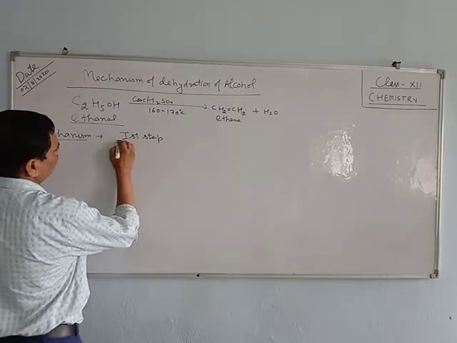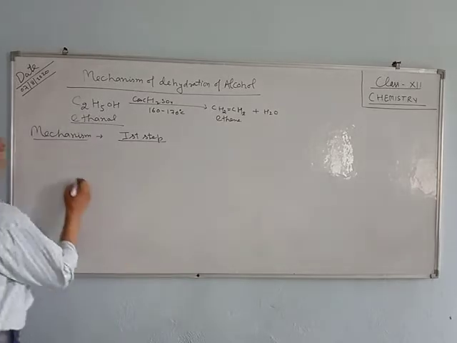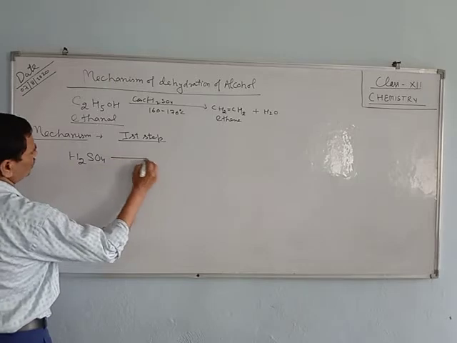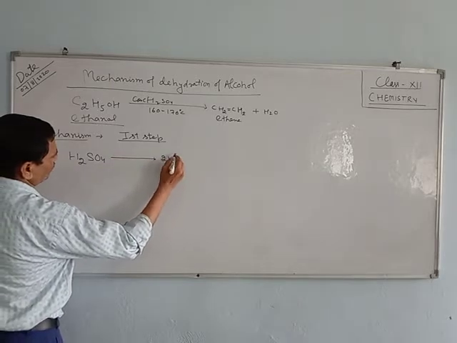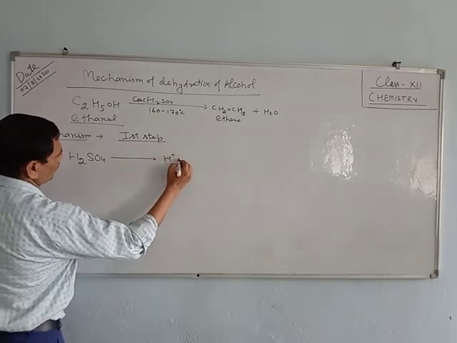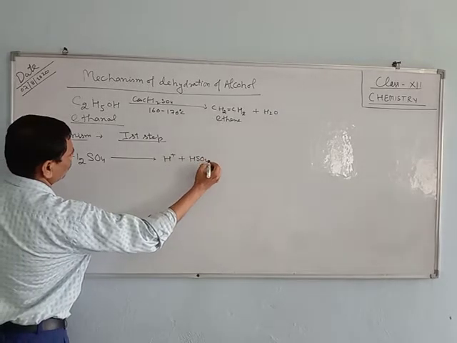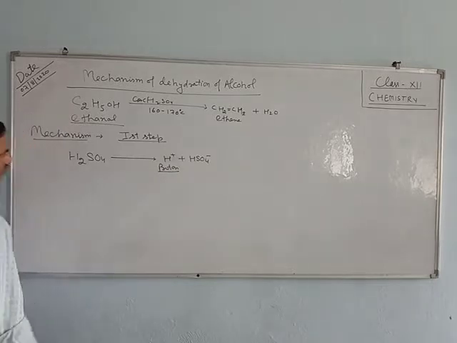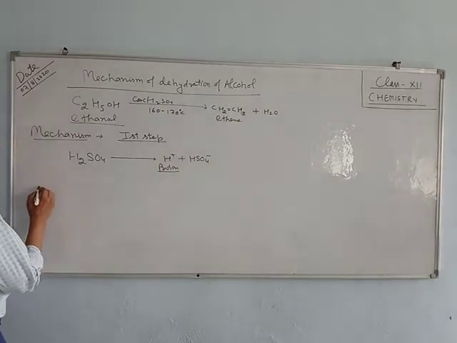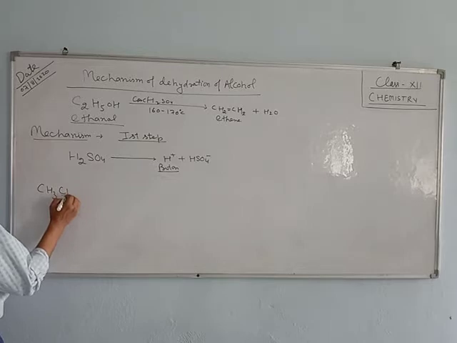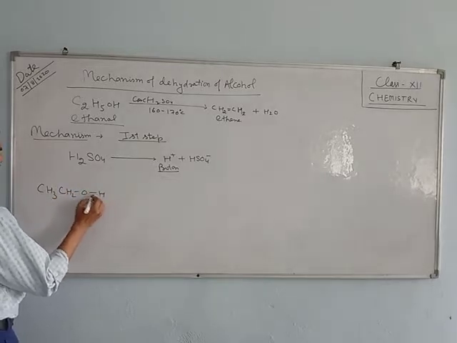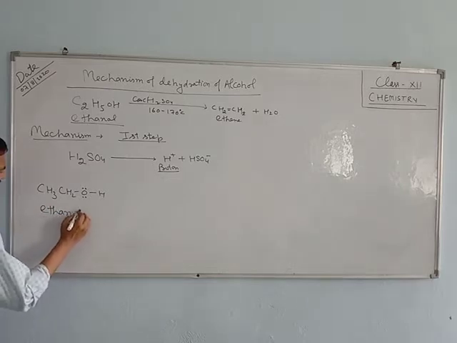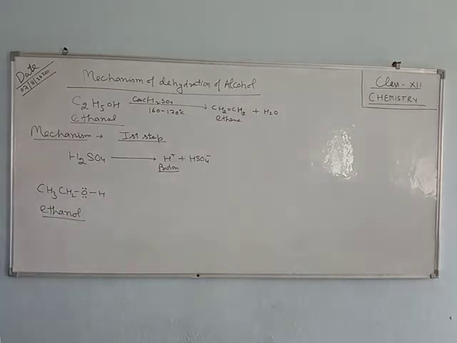In the first step, what will happen? H2SO4 is ionized to form H plus and HSO4 minus. This is the proton. Then CH3CH2OH. This one is ethanol, or you can say ethyl alcohol.